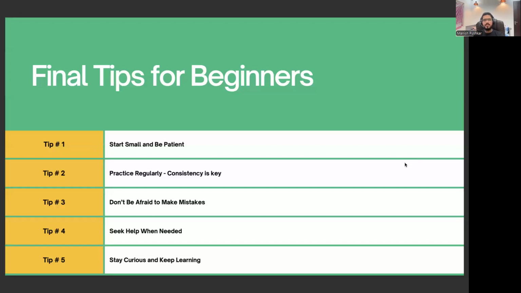And if you'll see over a period of 7 years, over a period of 10 years, you will see कि how far you have come. ठीक है, and how many things you have learned at that point of time. So be patient, keep practicing regularly. That is the tip number 2.